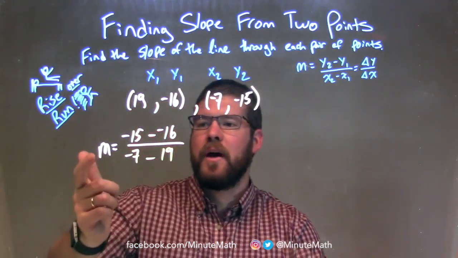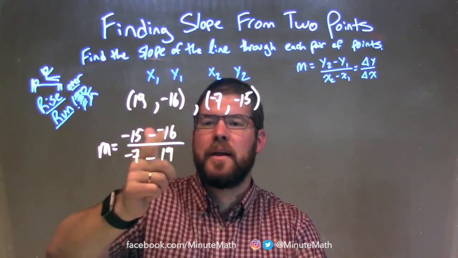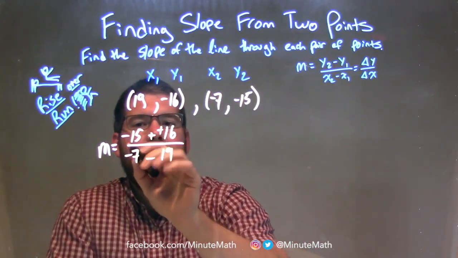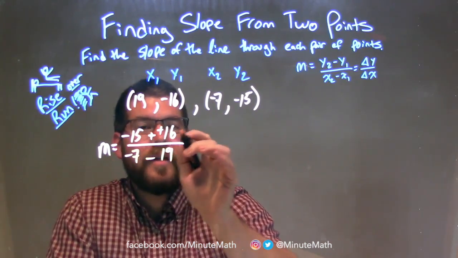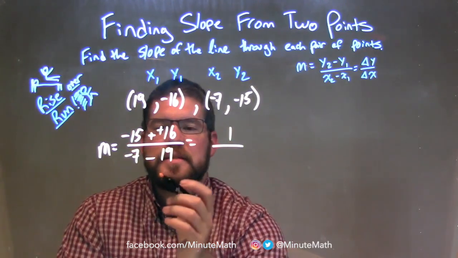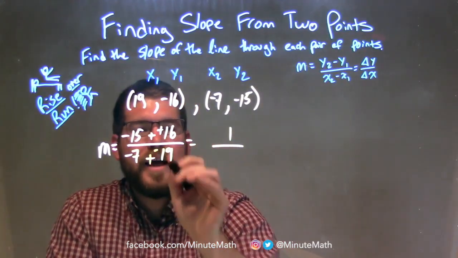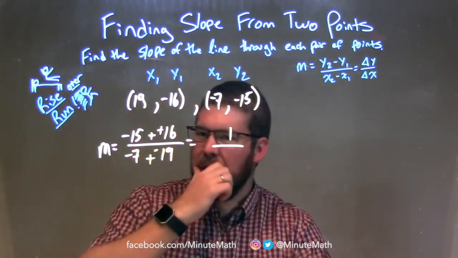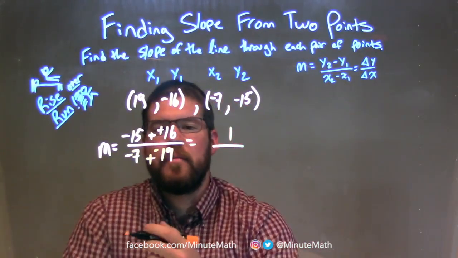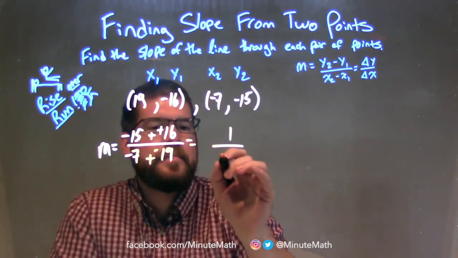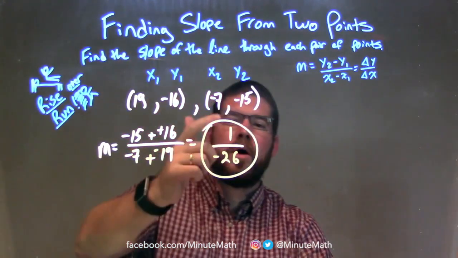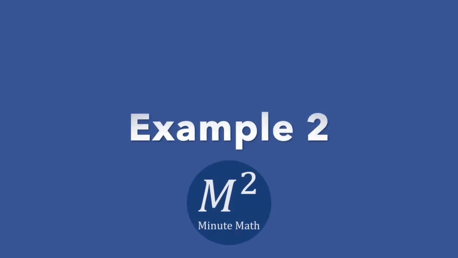Okay, so now we have m equals negative 15 minus a negative 16. All right, so we have plus a positive there. So negative 15 plus a positive 16 is a positive 1. And then we have negative 7 minus 19, which is adding a negative. So negative 7 plus a negative 19 is a negative 26, and there's our slope. There's our answer. 1 over negative 26.